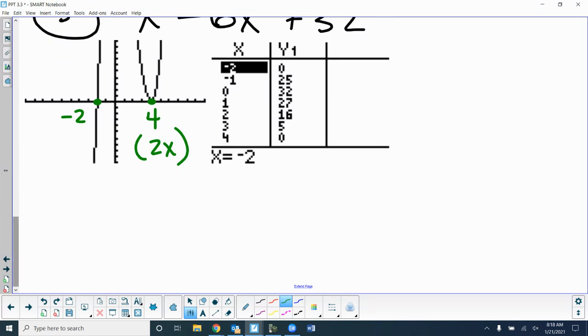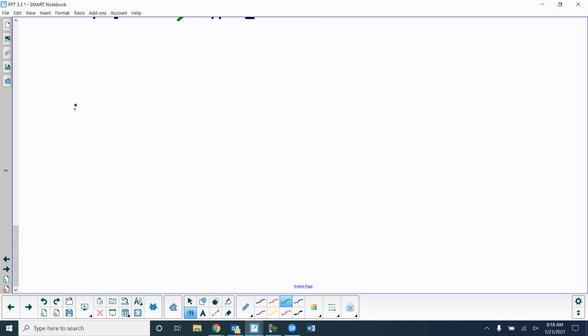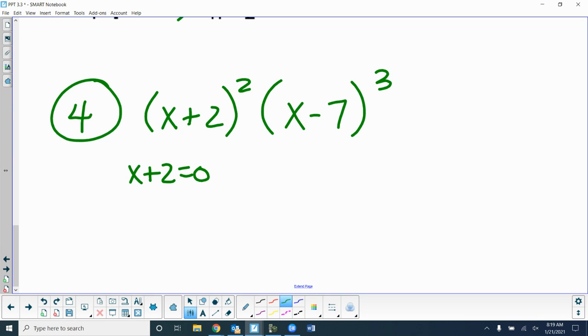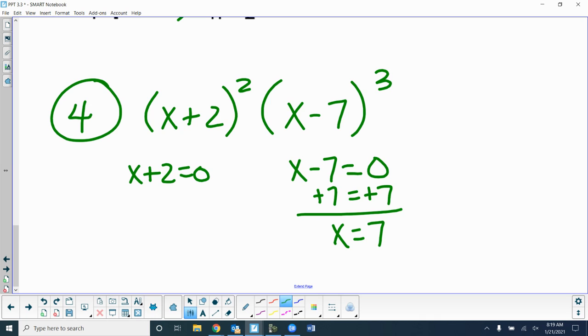And this last one's the easiest one, right? You don't even need to use your calculator for number 4. The answer is right in front of you, right? So this one we have x plus 2 squared and x minus 7 cubed, all right? So to find the zeros, you just write x plus 2 equals 0 and x minus 7 equals 0. Most of you don't even need to do this part. You know this one is positive 7 and you know this one's negative 2, right?